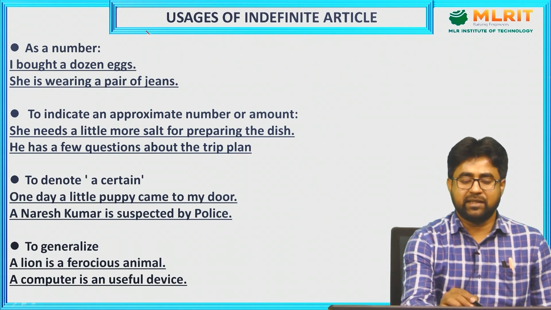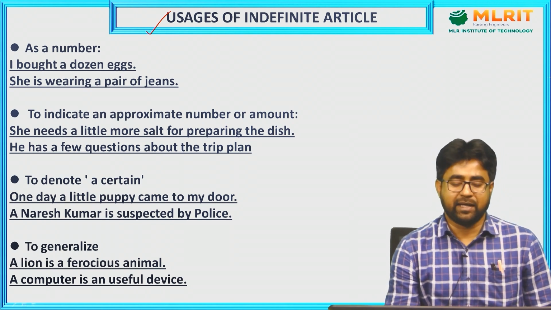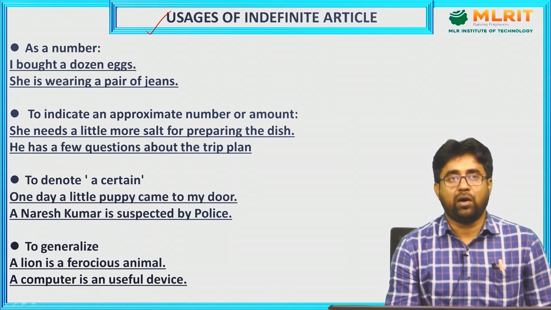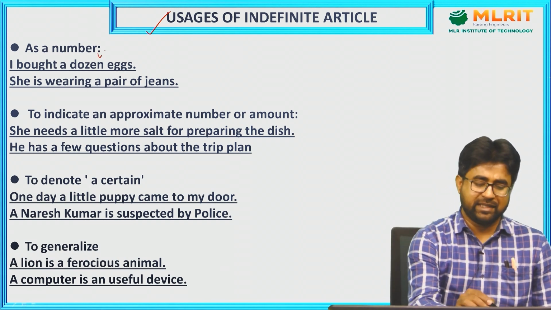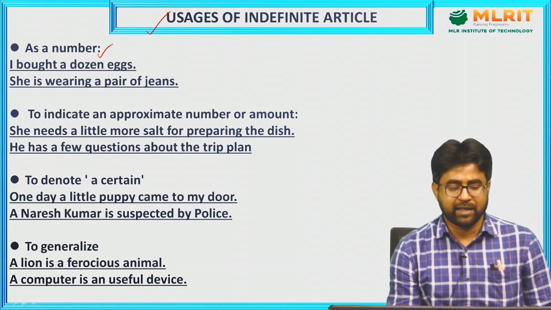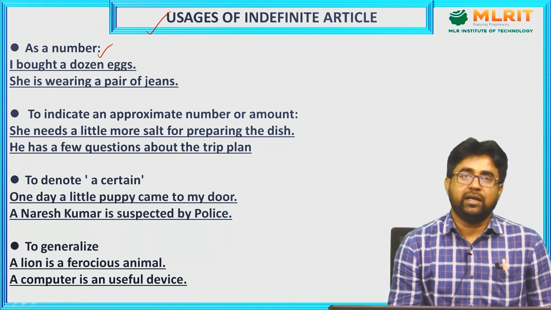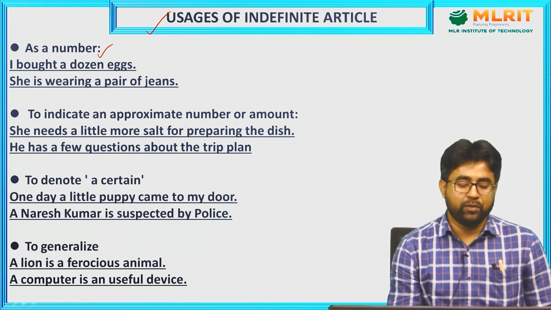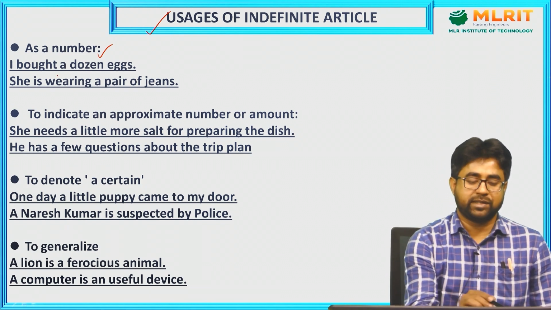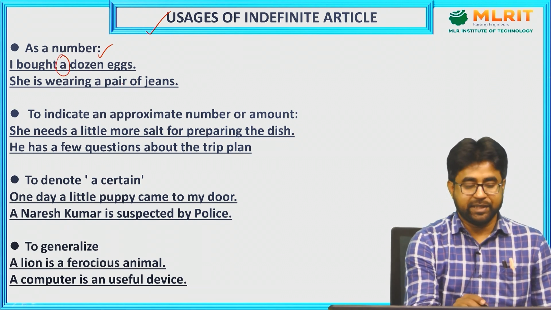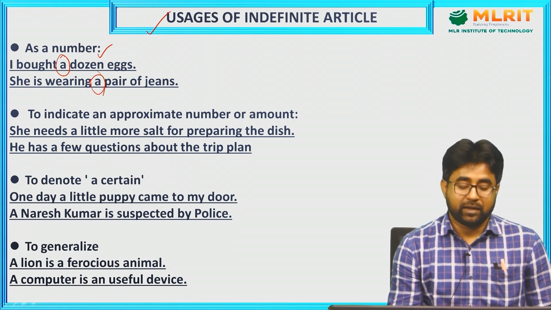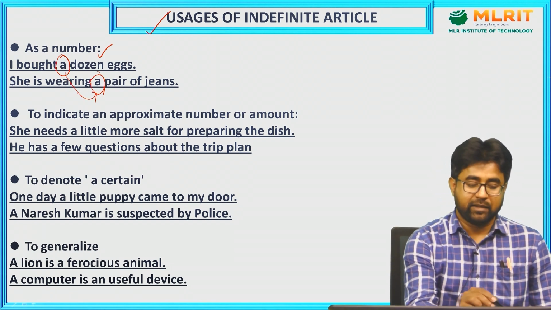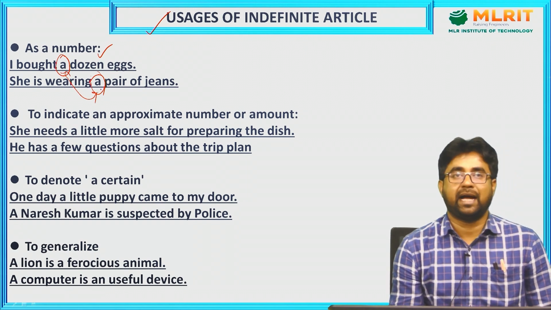Now these are the important things, usage of indefinite article. So where are the occasions or instances where we are supposed to use indefinite article? You can see these are very simple usages of indefinite articles. As I already told, indefinite articles can be used to indicate a number, right? So you can see, I bought a dozen eggs. She is wearing a pair of jeans. So here these two articles are actually indicating a number.